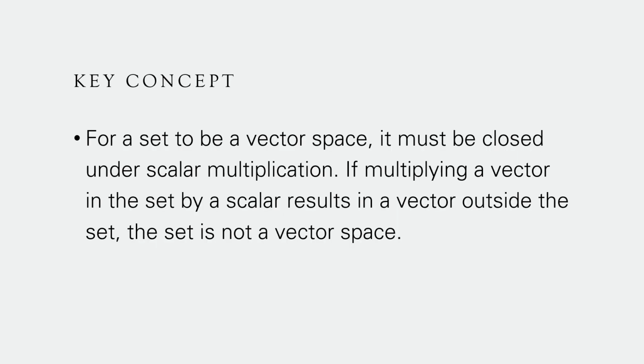The key concept in this problem is that for a set to be a vector space, it must be closed under scalar multiplication. If multiplying a vector in the set by a scalar results in a vector outside the set, then the set is not a vector space.